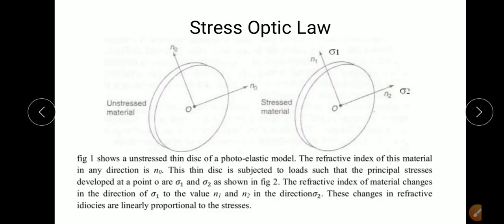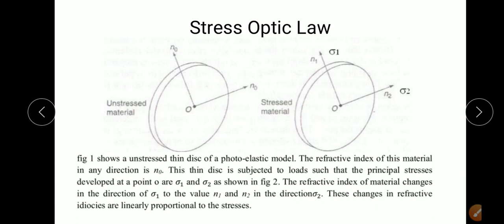In the first condition, n naught is the same, but when the load is applied to the same optical disc, you can find there are two refractive indices, meaning there is a change in refractive index: n1 and n2. This n1 coincides with sigma 1, the principal stress, and n2 coincides with sigma 2. So the material we are considering behaves as double refractive when stress is applied. n1 and n2 are the refractive indices for the particular sigma 1 and sigma 2 orientations.